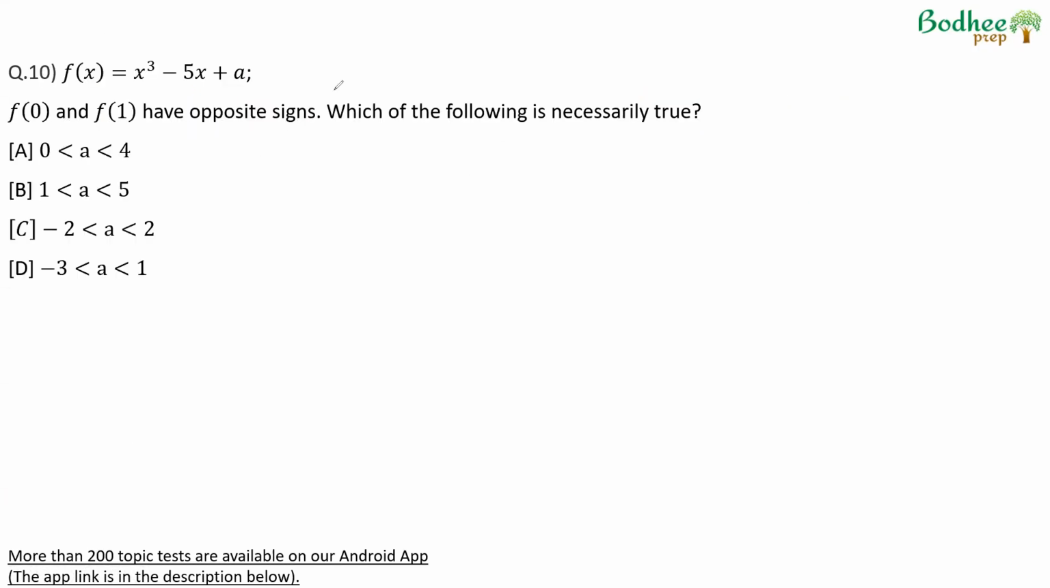F0 and F1 have opposite signs. If one is positive, the other is negative. If one is negative, the other is positive. And therefore, we can say F0 into F1, positive into negative, has to be less than 0. Which of the following is necessarily true?